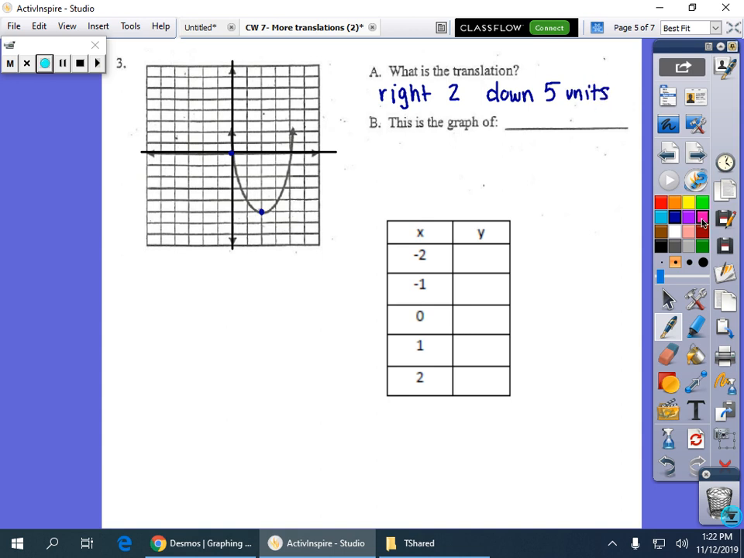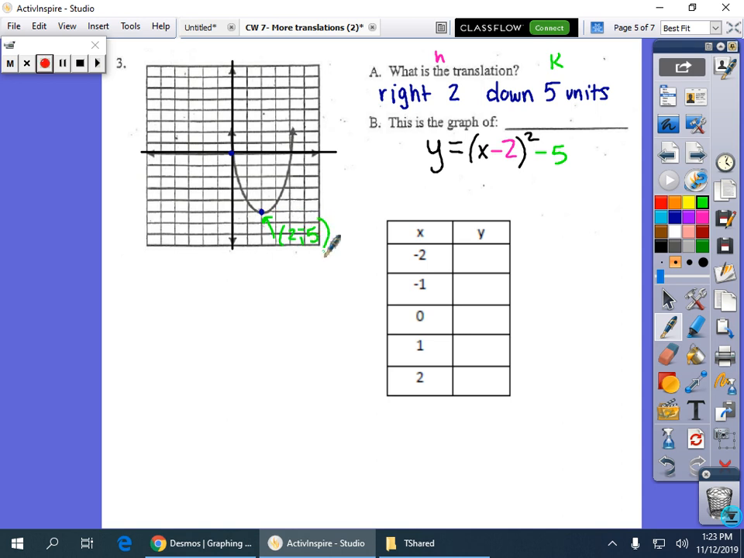So my right 2, that's my h value, and down 5 is my k. My a is still 1, so this will just be x, y equals parentheses x. Right 2 is positive, but when we rewrite it, we don't trust our x. I stole that from Mr. Fraser. So it's x minus 2, and then down 5 would be minus 5, which would make sense because this vertex is here at 2, negative 5.